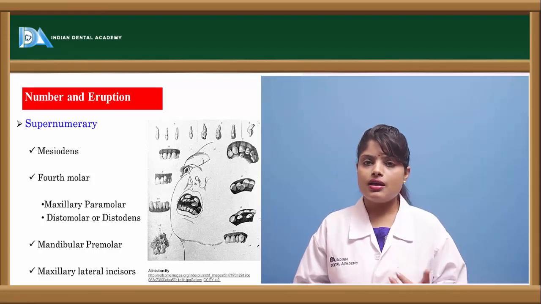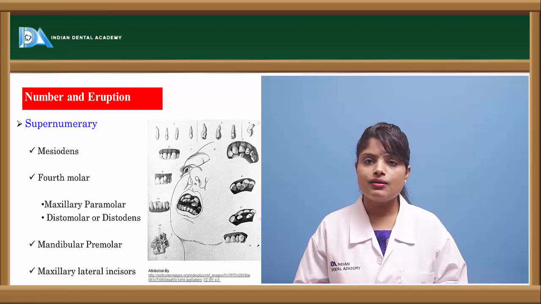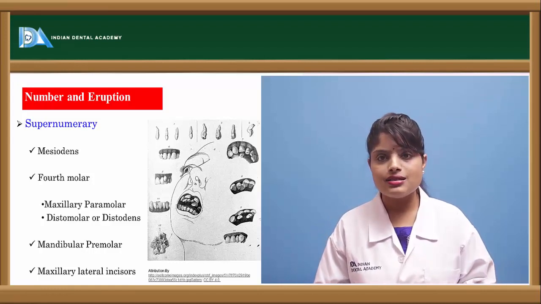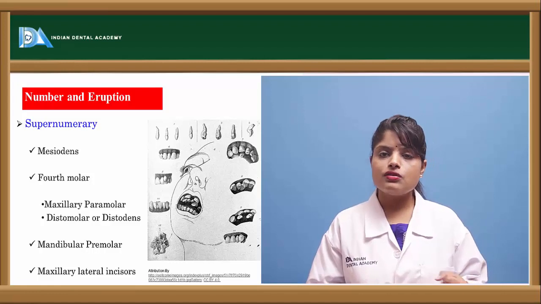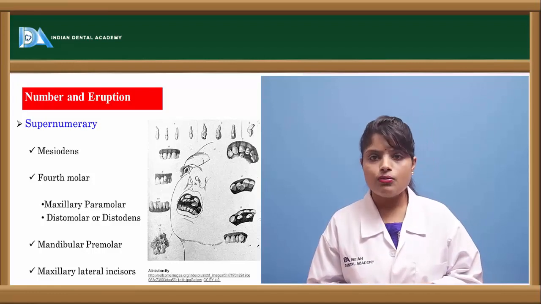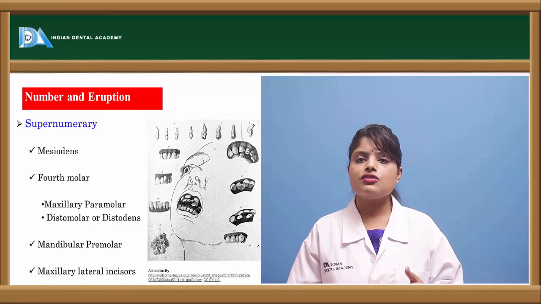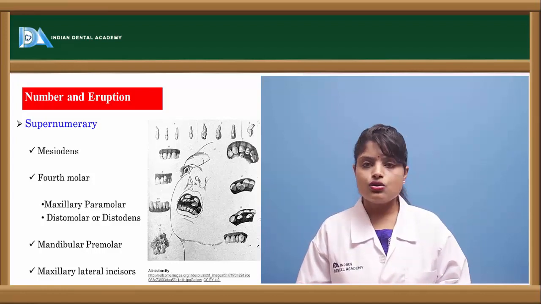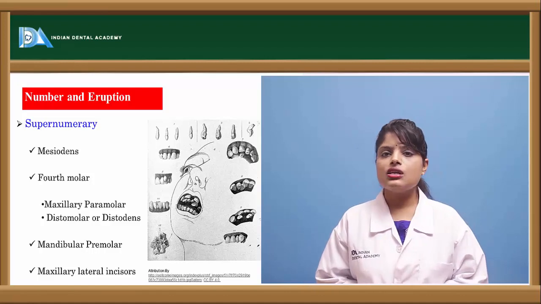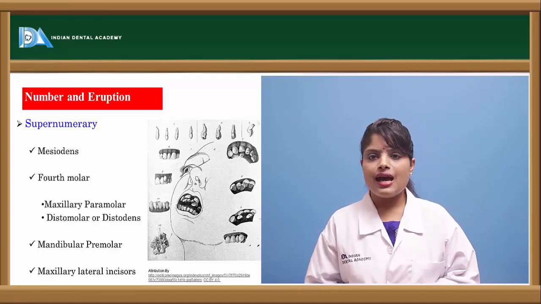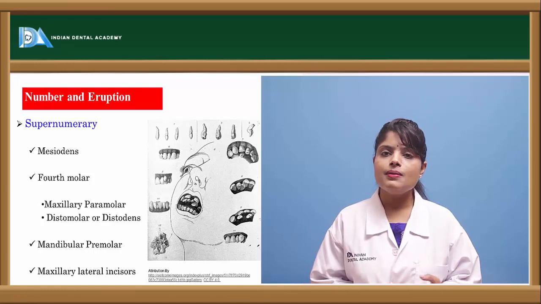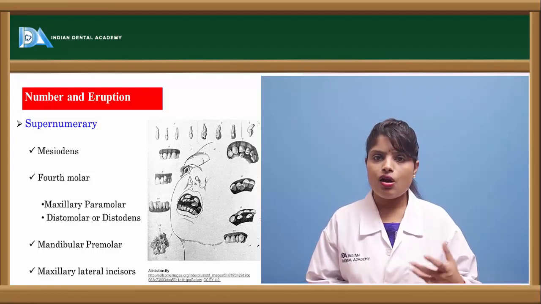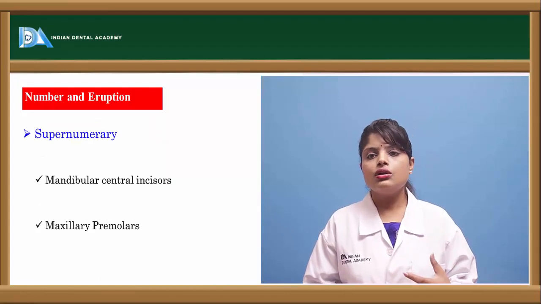So there are certain types of supernumerary teeth like the mesiodens, as I have already told, which is found between the two central incisors. Then the paramolar, which is found in the periphery of the molar. Then there is a distomolar, which is generally found distal to the molar in the oral cavity. So supernumerary teeth are the additional teeth in the oral cavity beyond the normal teeth. Sometimes the maxillary or mandibular premolar and the lateral incisor are also formed in excess of the normal teeth.